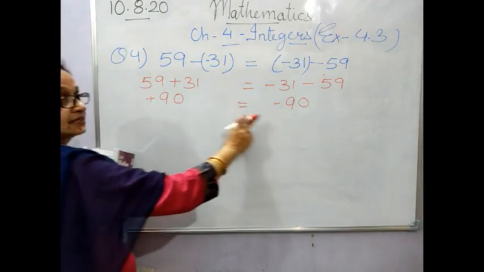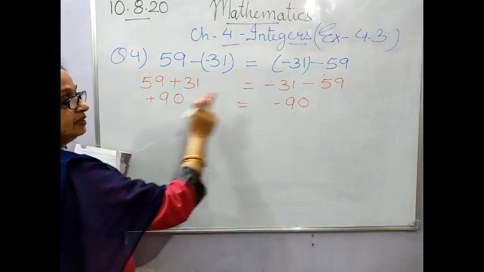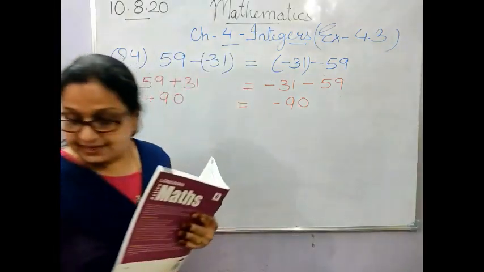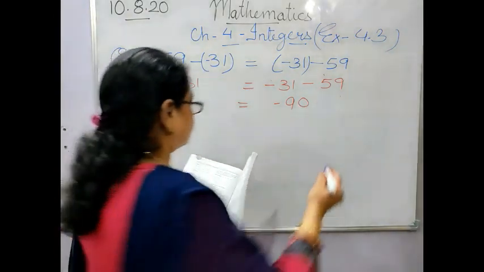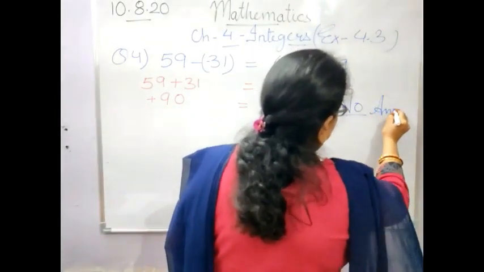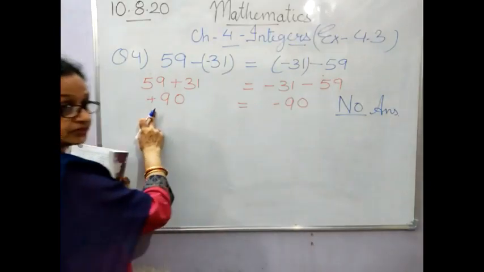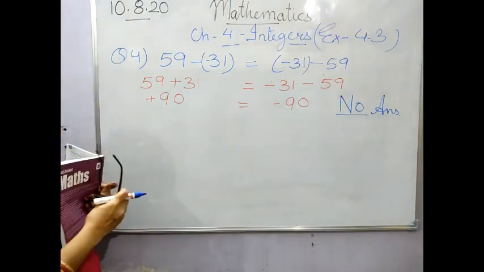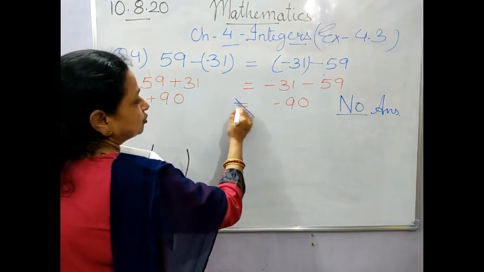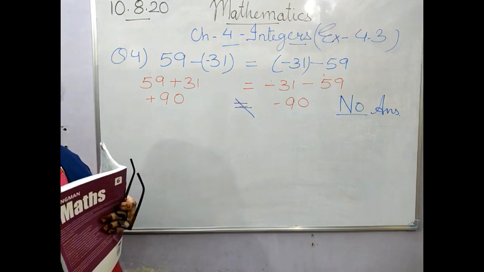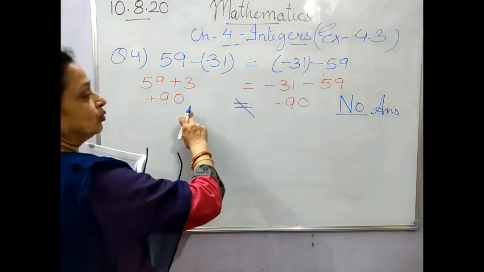Children, both the answers are 90, but this is positive, this is negative. That means they are not the same. So you can write no, because this one is a positive integer and this is the negative one. Okay. You can also write it like this. This also shows that they are not equal. Okay. Either you write no or you write it this side.